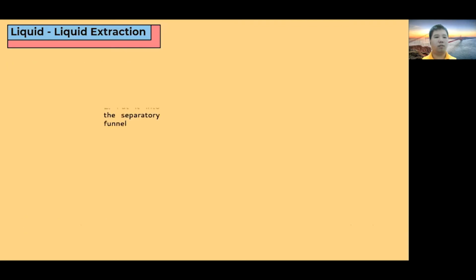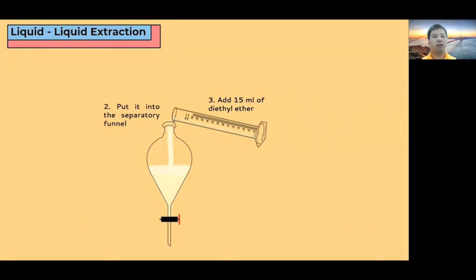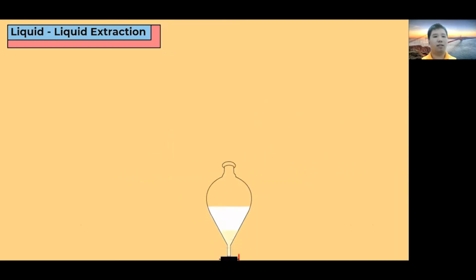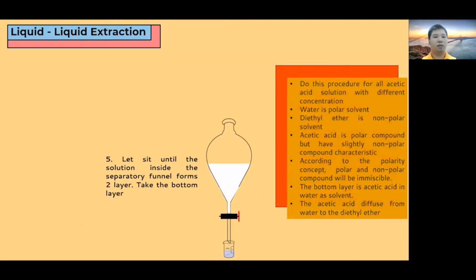Then we do the extraction by taking and putting 15 ml of acetic acid solution in the separatory funnel, then add 15 ml of ether. Then we shake the funnel for 1 minute and let it stand until it forms 2 layers. Pick the bottom layer, which is acetic acid in water, because water has a larger density than the ethyl ether.